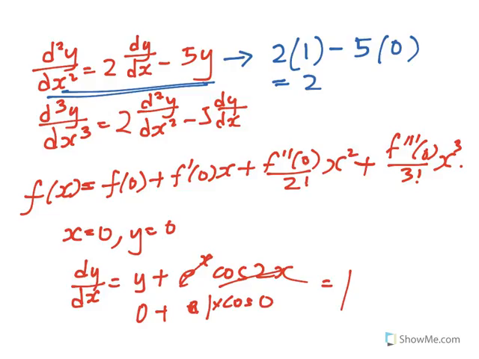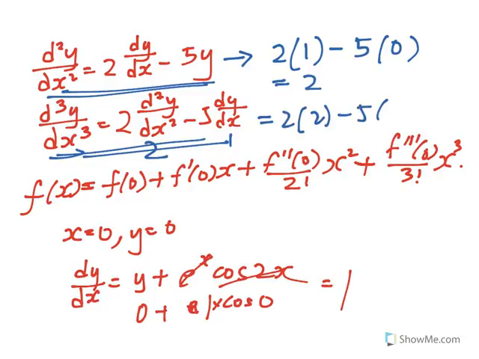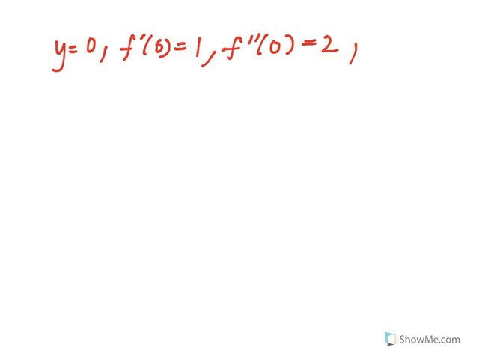So next, d3y/dx cubed. We know that d2y/dx squared equals 2 and dy/dx equals 1. So this is 2 times 2 minus 5 times 1. 4 minus 5, we have negative 1. So f triple prime 0 is equal to negative 1.